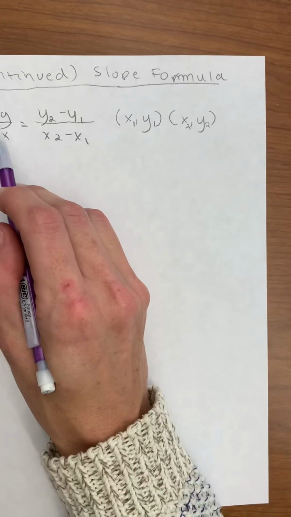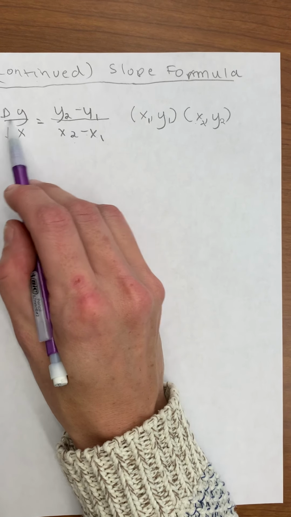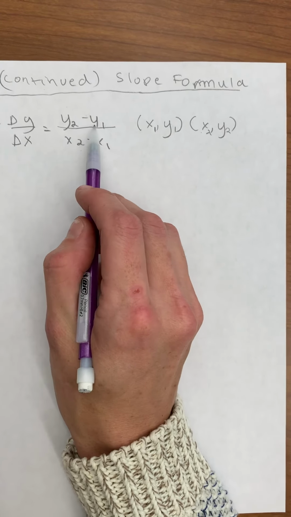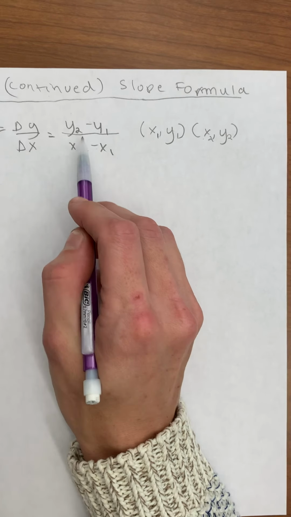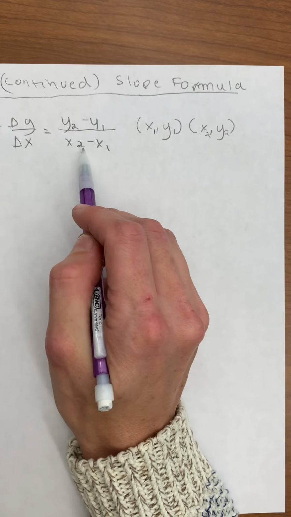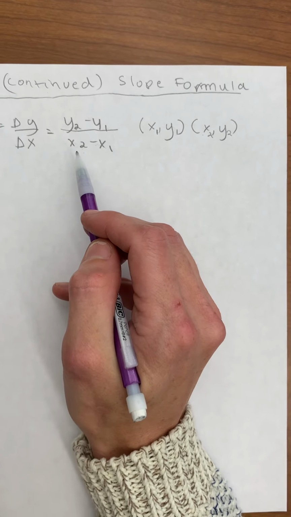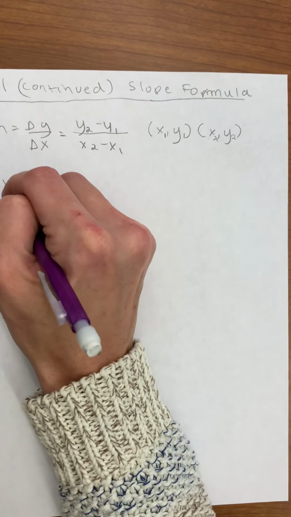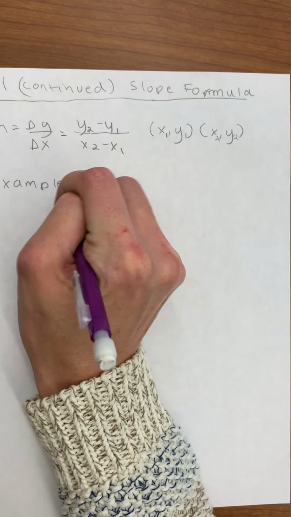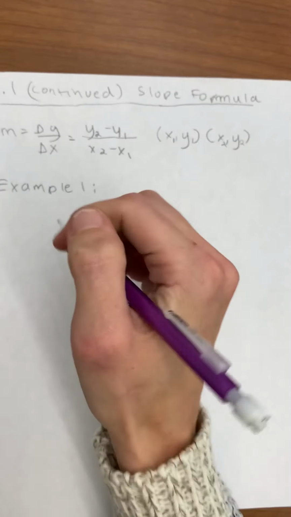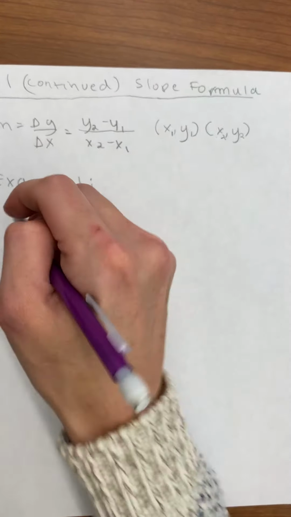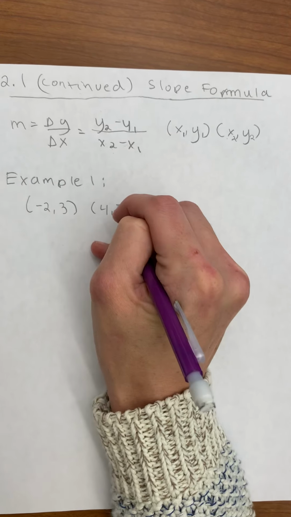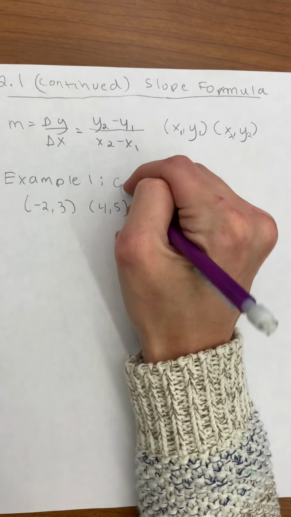And if we think about the fact that slope is the change in my y values divided by the change in my x values, then the difference between the two y values divided by the difference between the two x values should essentially give me my slope. Okay, so let's do an example where we use this slope formula. Example 1 is, imagine I had the points -2 comma 3 and 4 comma 5, and I said calculate the slope.